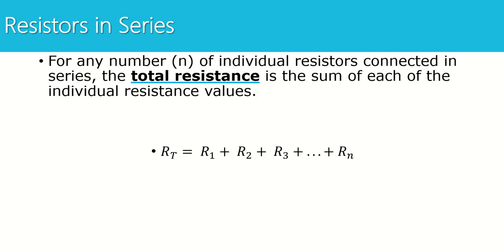Whenever we have resistors in series, we can add them all together to get what we call a total resistance. It is the sum of each of the individual resistance values. So resistors in series, we can add them up to get a total or equivalent resistance.